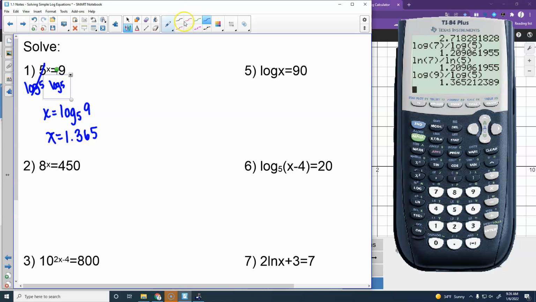So let's look at number 2. So Maddox, what would we do for number 2?